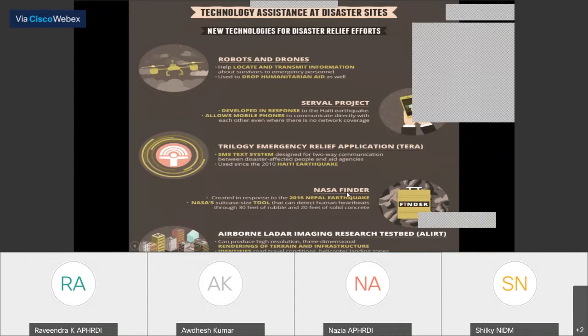Then we have NASA FINDER, which was used in the 2015 Nepal earthquake. It is a suitcase-size portable tool, and it can detect human heartbeats through 30 feet of rubble and 20 feet of solid concrete. Airborne LiDAR imaging research tested alert is there. This is also helpful in 3D rendering of terrain and infrastructure, like LiDAR.